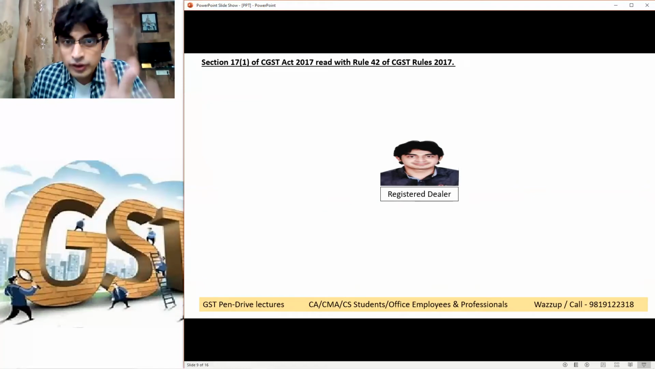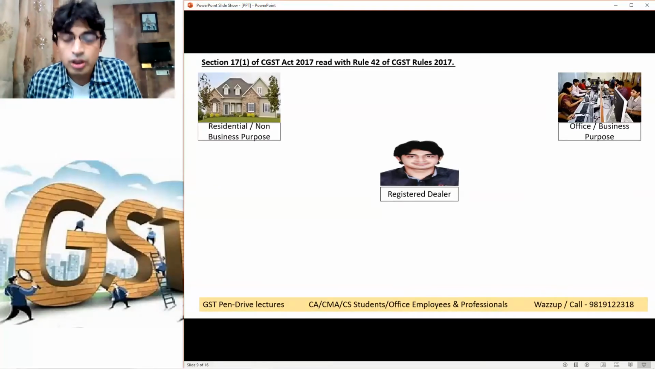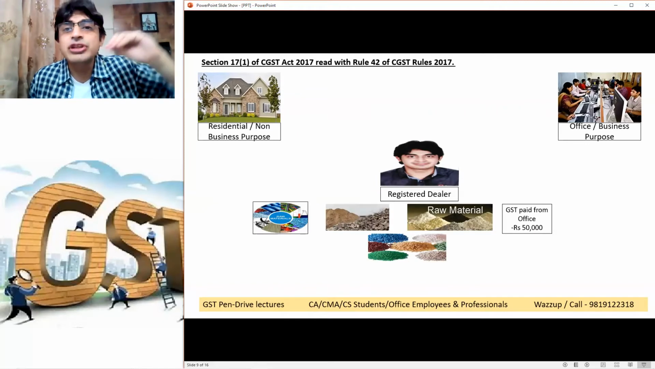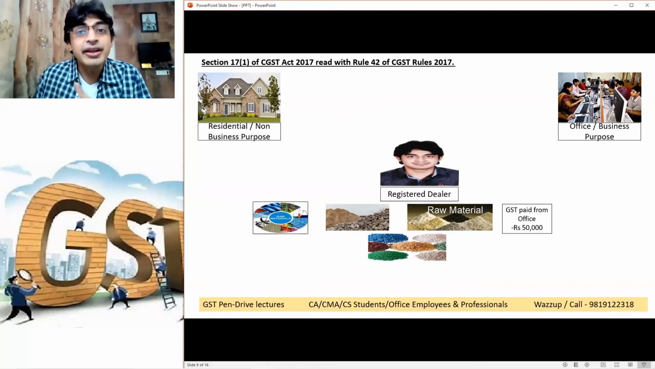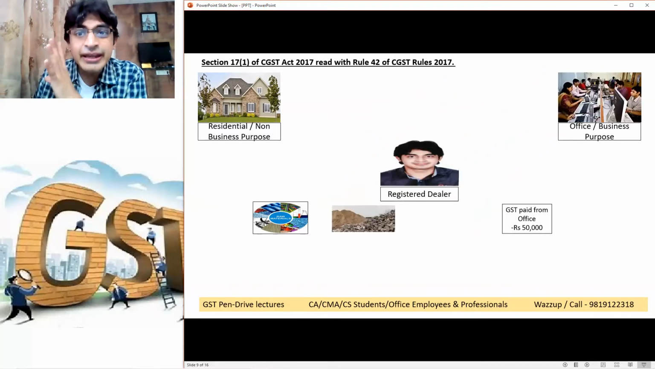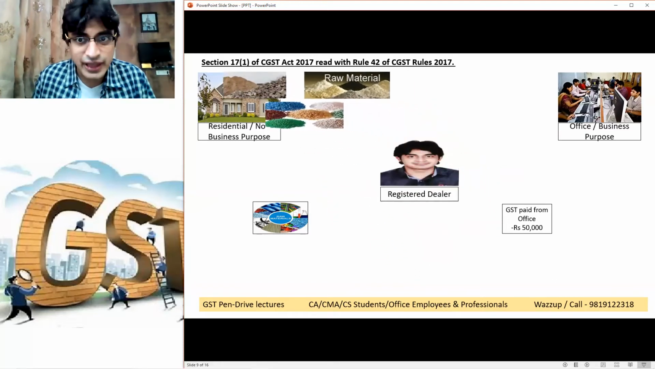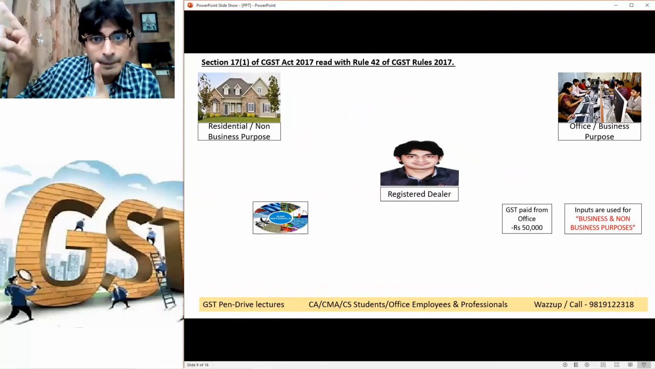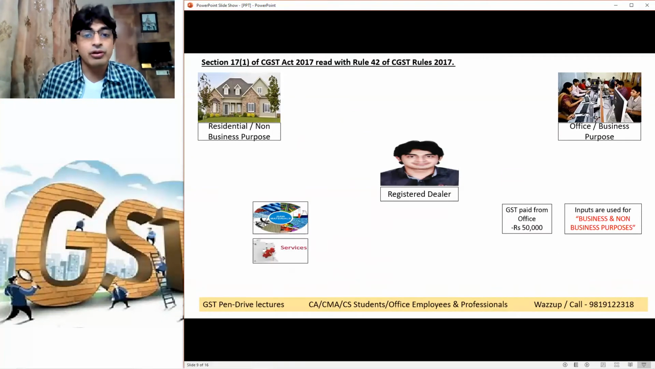Understand this point. Suppose I am a registered dealer. I'm running my office also and I have my home also. Now, what I did, I purchased certain raw materials. Okay, GST I paid on it from my office, obviously, 50,000 rupees. Now this happens. What I did, I utilized this raw material for my office also, and the same raw material I am utilizing for my home also. It happens. Many times such things happen. So what I am doing, these inputs are being used for business purpose also, and the same inputs are being used for non-business purpose also.